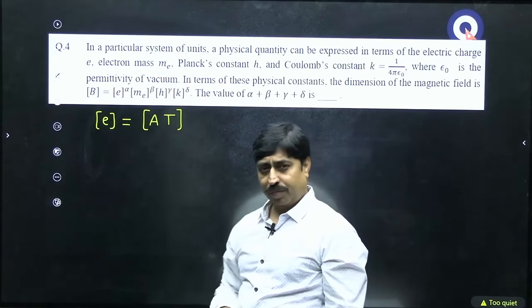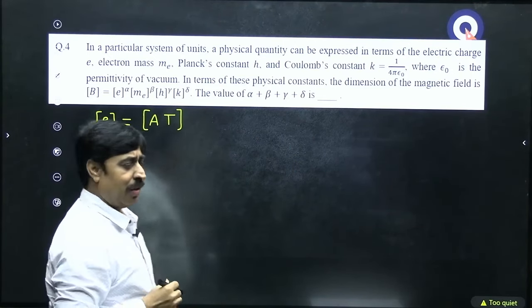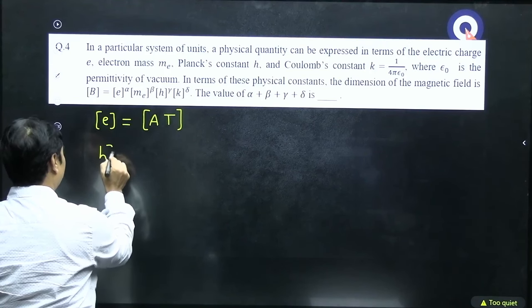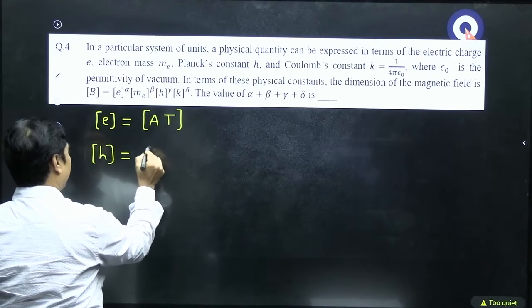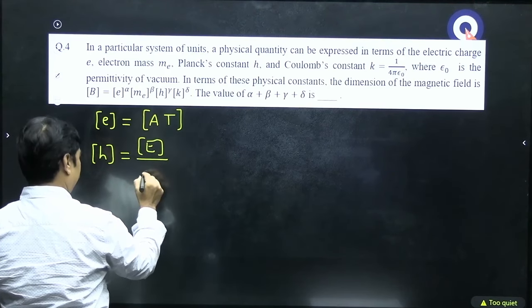Planck's constant, you all know that. Planck's constant into frequency is energy. Therefore, the dimensional formula of Planck's constant will be that of energy divided by frequency, right?